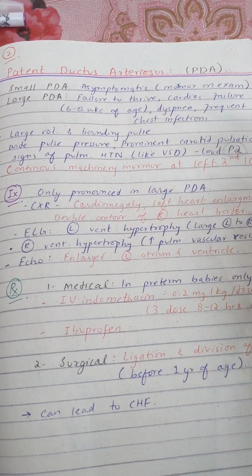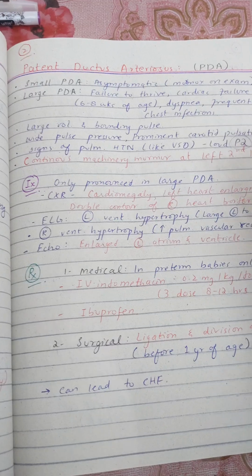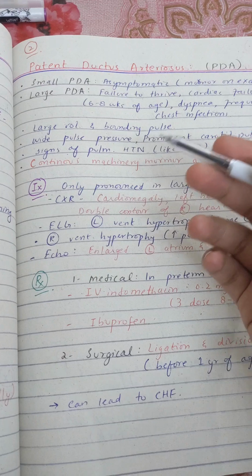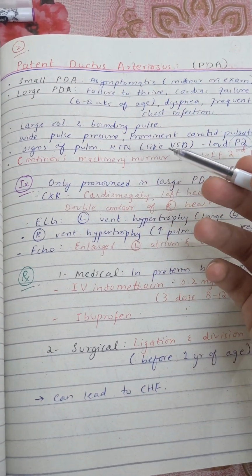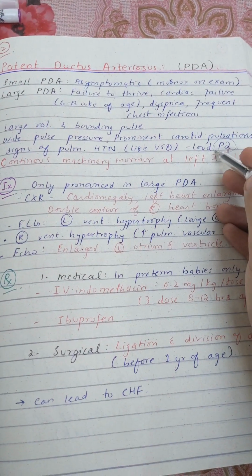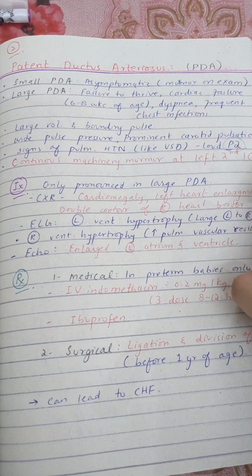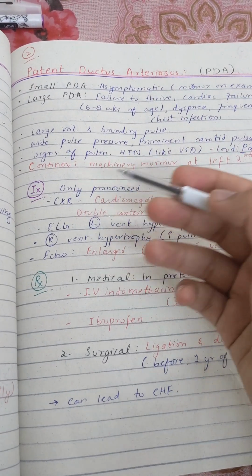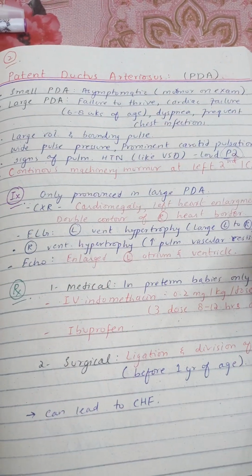So failure to thrive, cardiac failure, dyspnea and frequent chest infections will be seen in a child with a large PDA. And in addition to that, on examination, what we're going to be seeing is there will be large volume and bounding pulses. There will be a wide pulse pressure and prominent carotid pulsations in a child of PDA, and there will be signs of pulmonary hypertension like in case of VSD. And one of the signs of pulmonary hypertension is a loud P2. So whenever we find a loud P2 component of the second heart sound, we identify that this can be a case of pulmonary hypertension. And the characteristic murmur for PDA is a continuous machinery murmur at the left second intercostal space. So these are the features of PDA on examination.